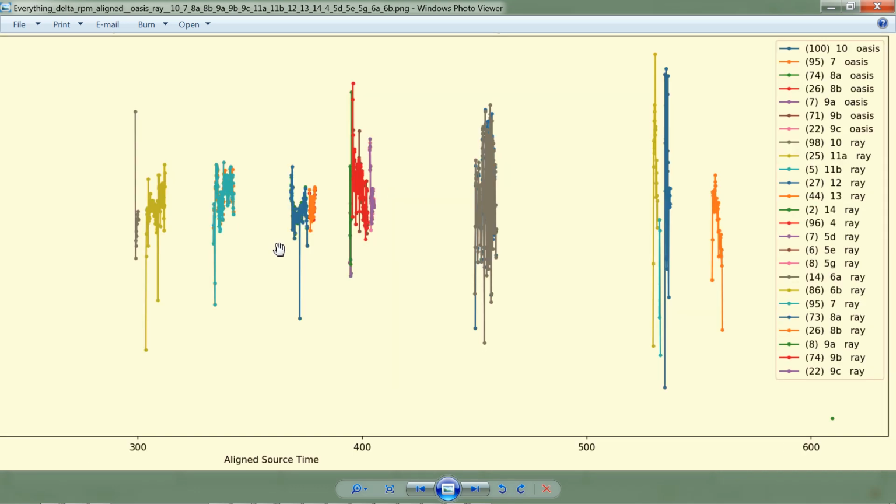So this is just another graph for all the volleys for the muzzle blast timings that tells us whether you need to look at something or not.